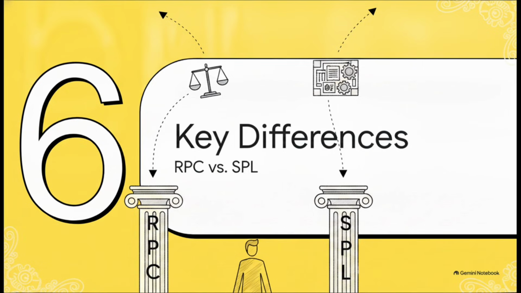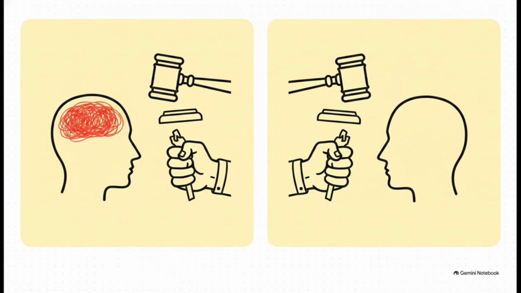And finally, Section 6, Key Differences in Practice, RPC versus SPL. We've got the RPC and we've got special penal laws. These are the two massive pillars of the system, but how do they actually function differently when someone is standing trial? The absolute biggest difference? It all comes down to intent.